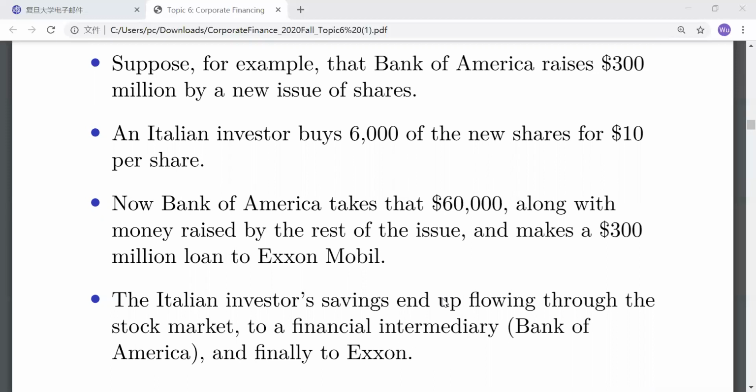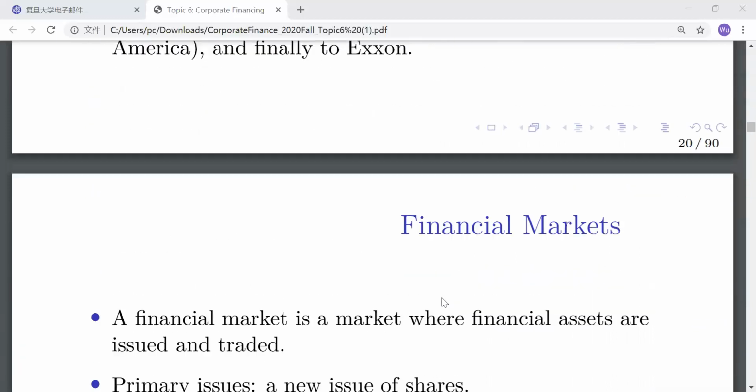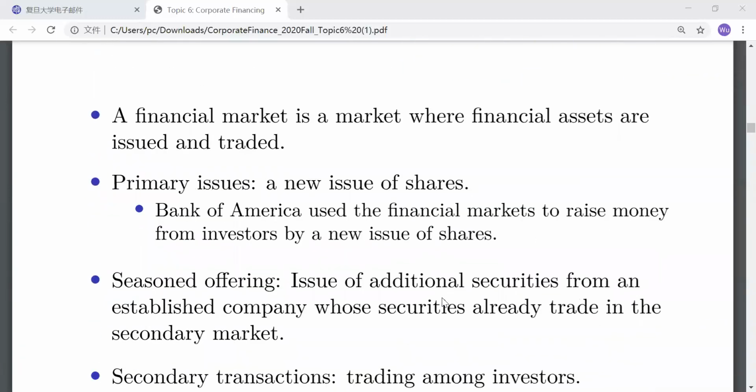And then the financial intermediary lends the money to ExxonMobil. And what is the financial market? The financial market is a market where financial assets are issued and traded, right? So there's a primary market, there's a secondary market. In the primary market, firms issue new shares, right? For example, a totally new company goes on IPO in this primary market, right?